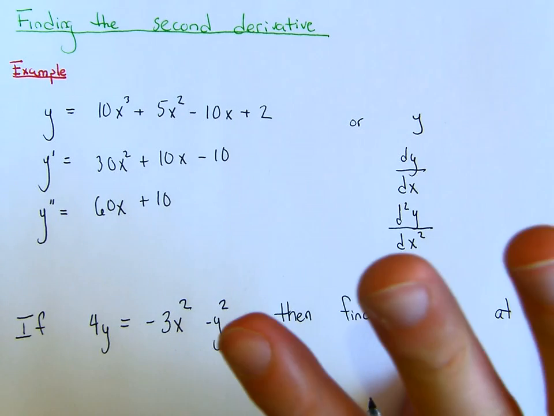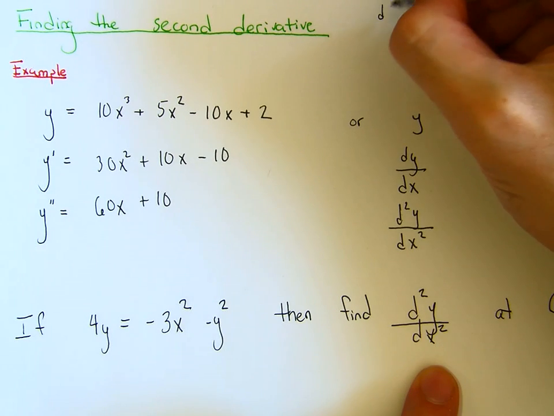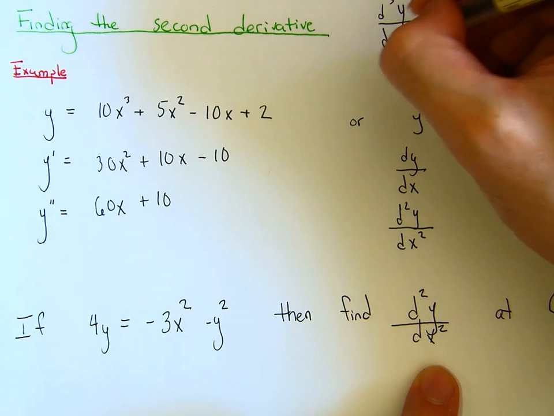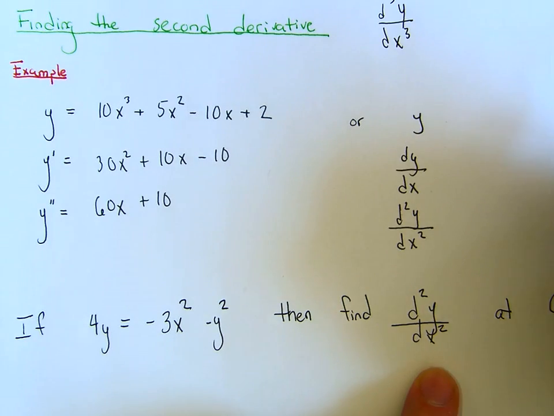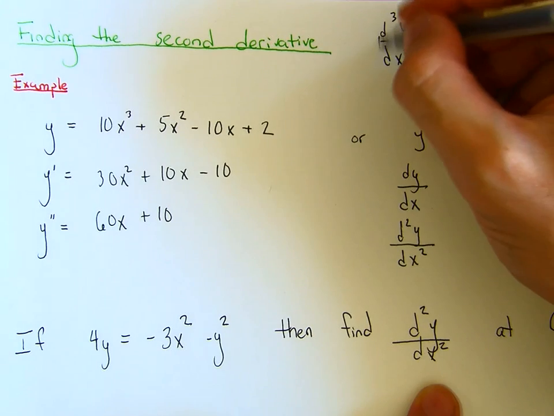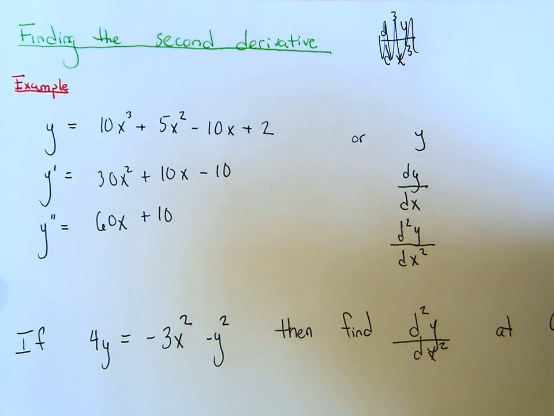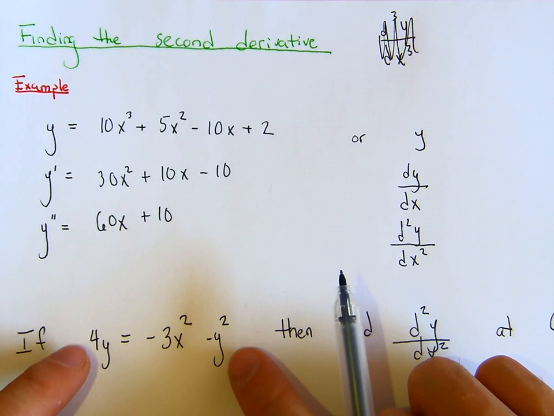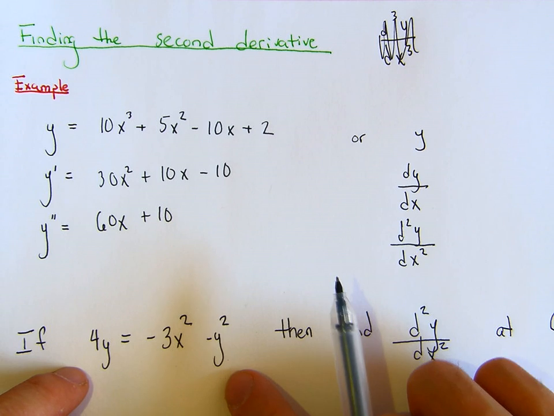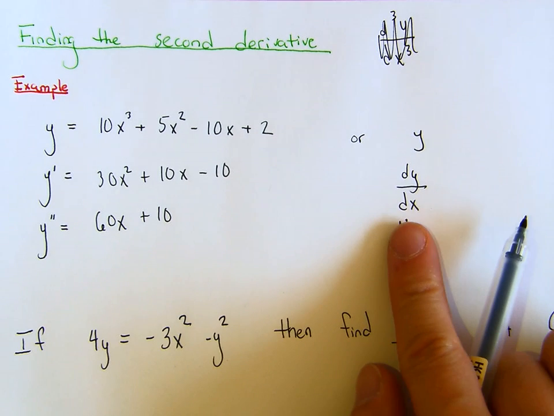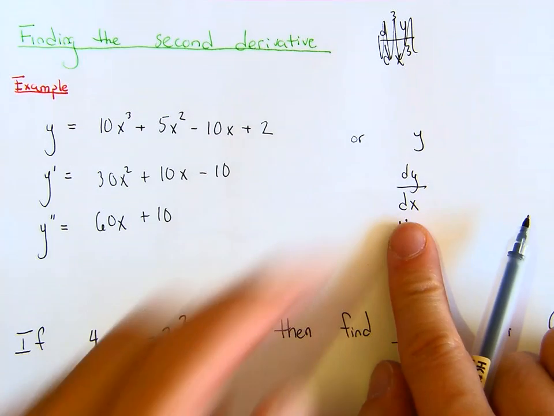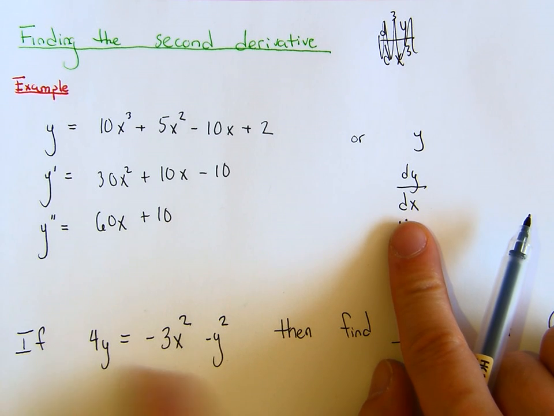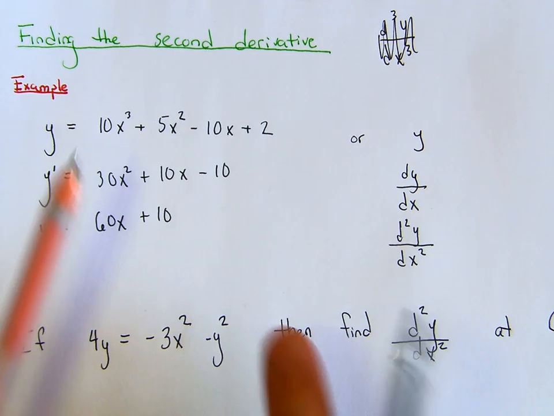What if I wanted to do the third derivative? D cubed y over dx cubed. Okay, if you want it to be a little bit fancy, and so on and so on. So what this is asking us to do is, we're going to take the derivative of this, get dy dx by itself, and then take the derivative of that. Okay, so first let's take the derivative of this with respect to x.